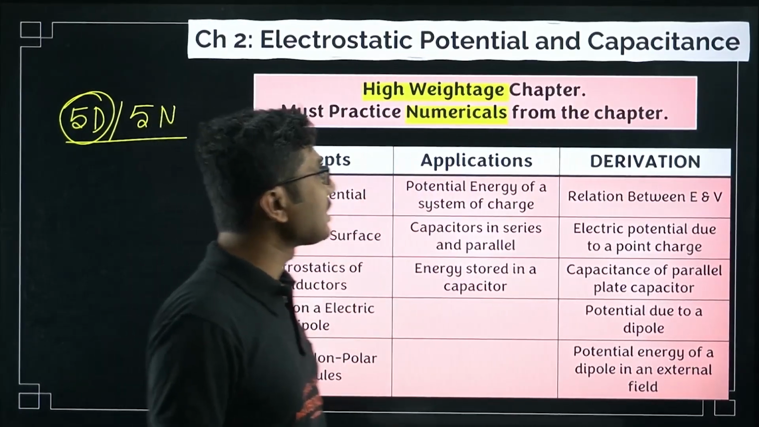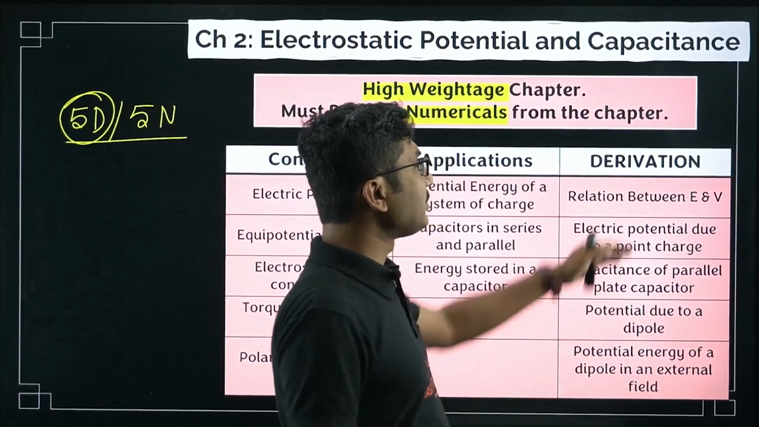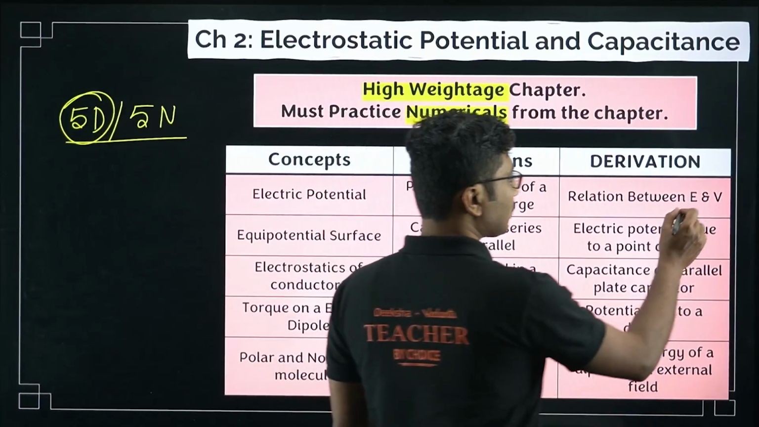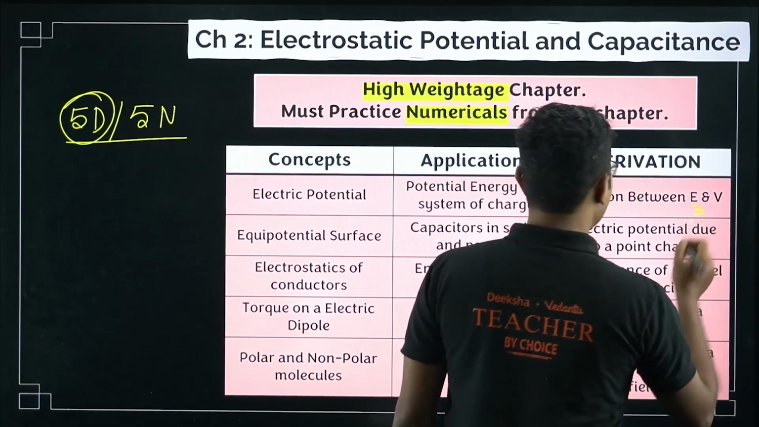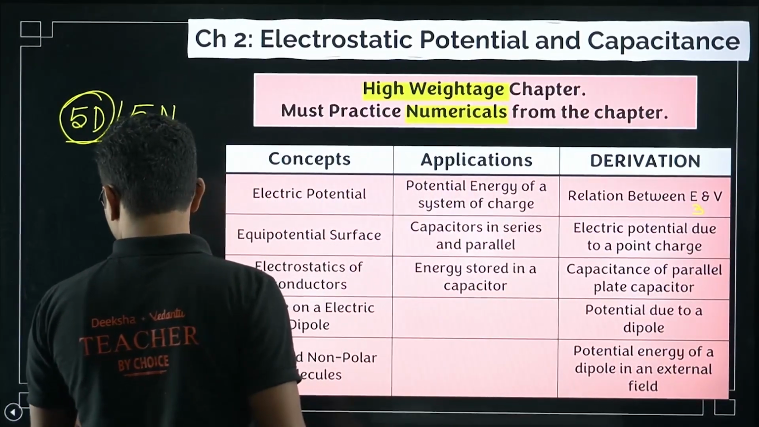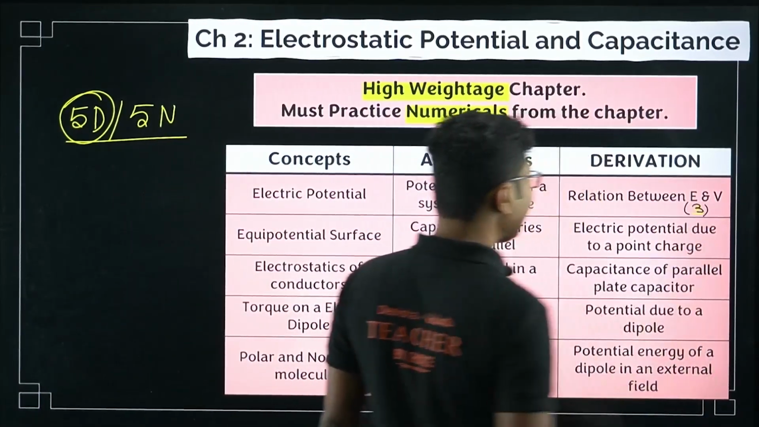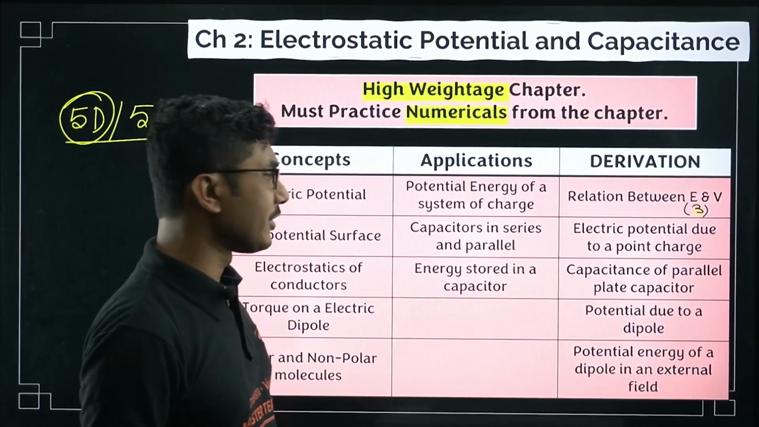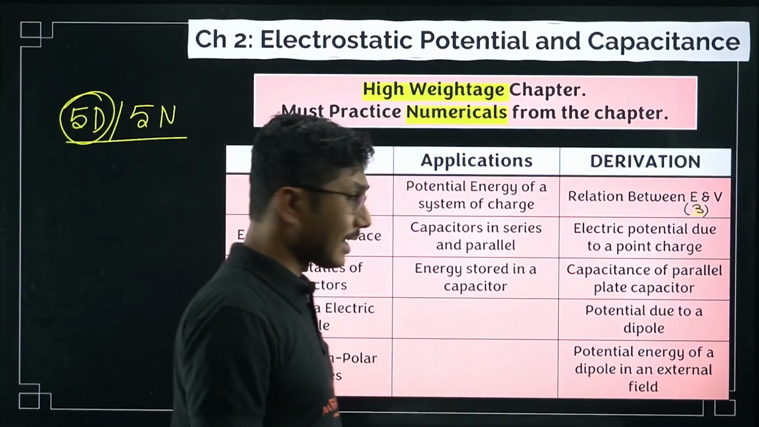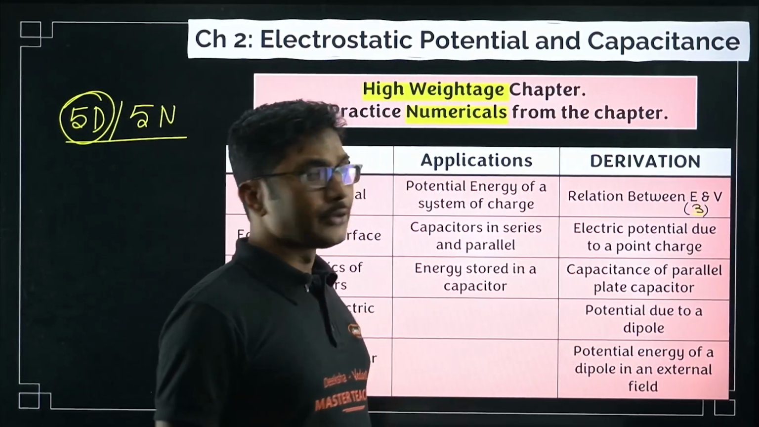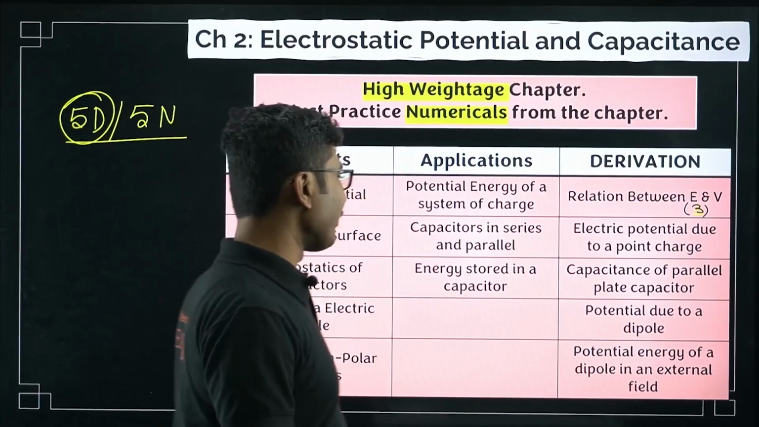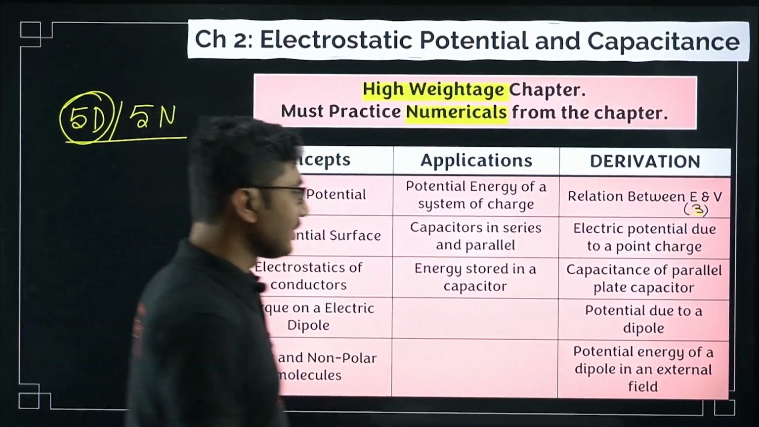They are all application based questions. Now derivations: relationship between E and V. This is a small 3 marker derivation, but that is also super important, right? Even 3 marker derivations are important. Next, electrostatic potential due to a point charge, capacitance of a parallel plate capacitor, potential due to a dipole, potential energy of a dipole in an external field. Now this is very important.